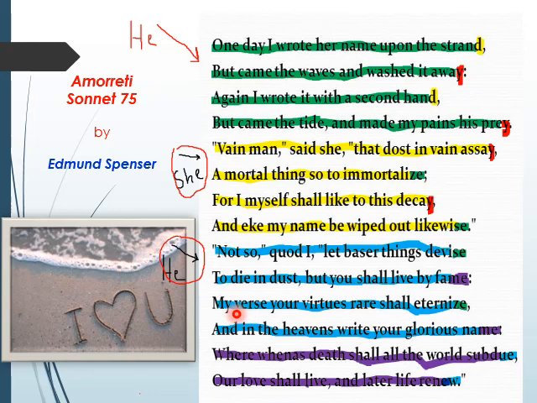My verse your virtues rare shall eternize, and in heaven write your glorious name, where when as death shall all the world subdue, our love shall live, and later life renew.